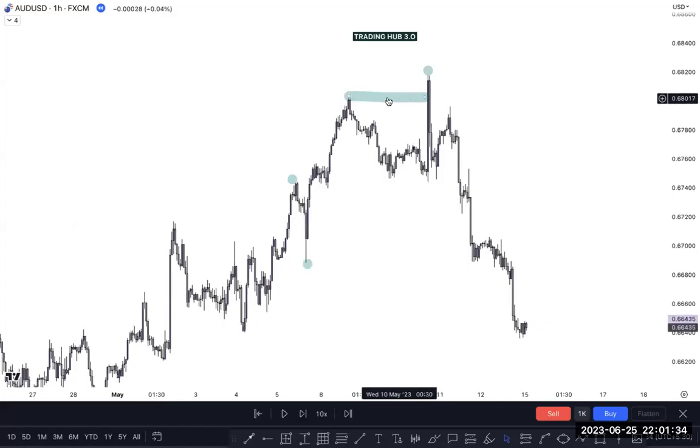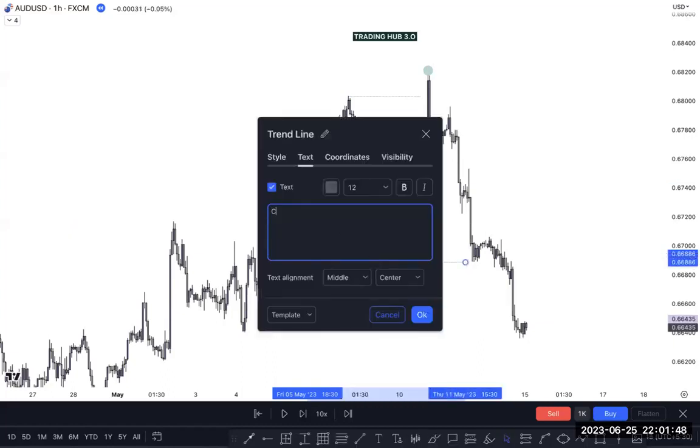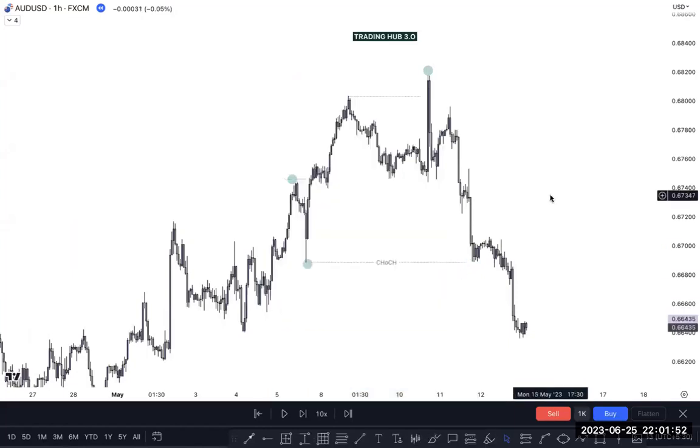Okay, so this is our previous structure here. You can see this was our previous BOS here, but there's no inducement. So the actual BOS is here, and this is our choch. When the market breaks the main low and closes below it in a higher time frame, that's called a choch, right? And this is the structure choch.